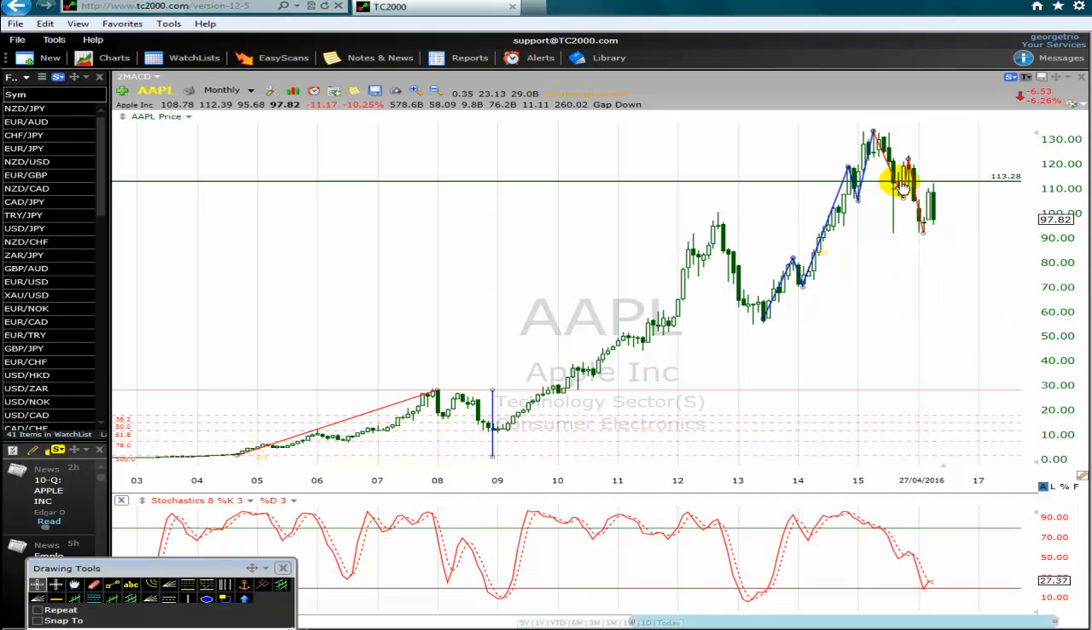So we see now that the price went up 1, 2, 3, 4, 5. No violation of the Elliott wave principle. Very important: the fourth wave is not overlapping the first wave, and the second wave did not cancel the first wave.